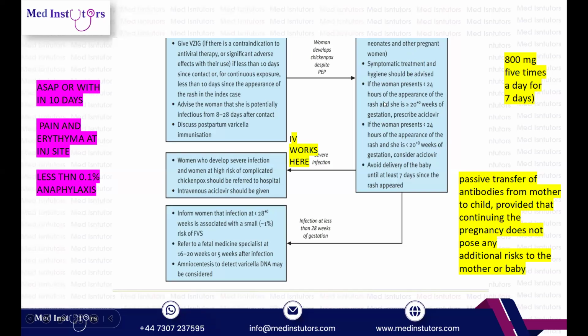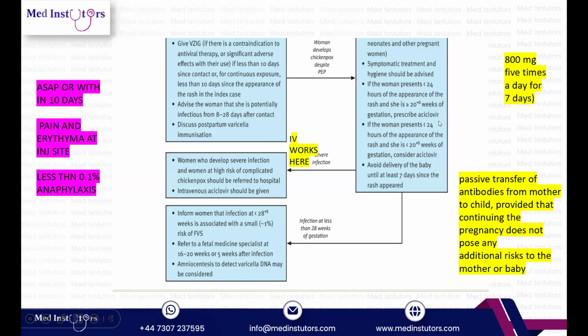Now comes the treatment. What is the treatment in her? Here the timings are important. If the woman presents within 24 hours of the appearance of rashes and she is equal to or greater than 20 weeks of pregnancy, prescribe her acyclovir, right? So within 24 hours and greater than 20 weeks, prescribe acyclovir.